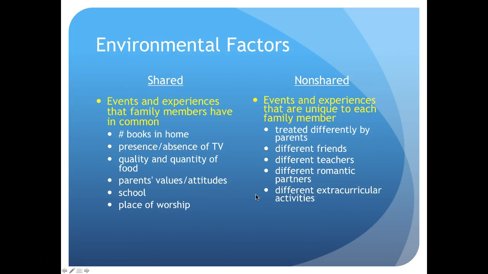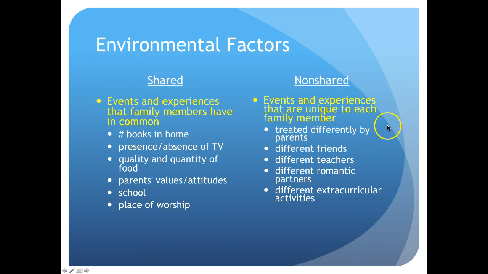It turns out that when you find environmental factors are important, you can break this group into two parts: shared and non-shared environmental factors. For example, if you have siblings, you grew up in a particular family, you probably had the same number of books in the home, presence or absence of TV, quantity and quality of food, the school you went to, the place of worship you went to. These were shared by you and your siblings.